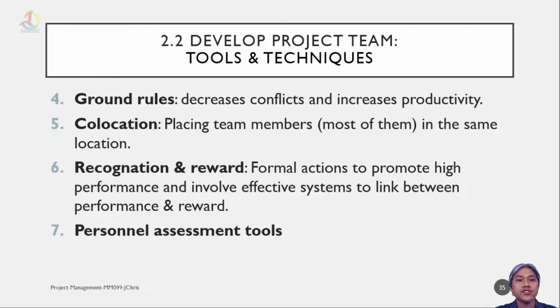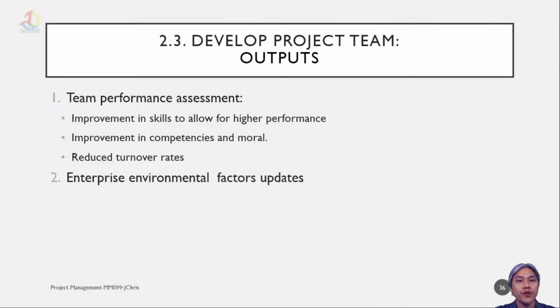The other tools and techniques are ground rules to decrease conflicts and increase productivity, and co-location to place team members, or most of them, in the same location. Recognition and rewards are a formal action to promote high performance and involve an effective system to link performance and reward. And personnel assessment tools. The outputs of develop project team are team performance assessment, improvement in skills to allow for higher performance, improvement in competencies and morale, reduced turnover rates, and enterprise environmental factor updates.